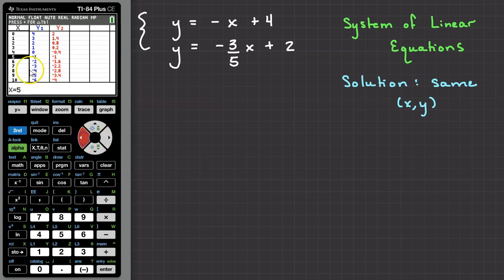Notice we found our solution right here. When x equals 5, y equals negative 1 for the first equation, and when x equals 5, y also equals negative 1 for the second equation. So the solution to our system is x equals 5 and y equals negative 1, or the ordered pair 5, negative 1.